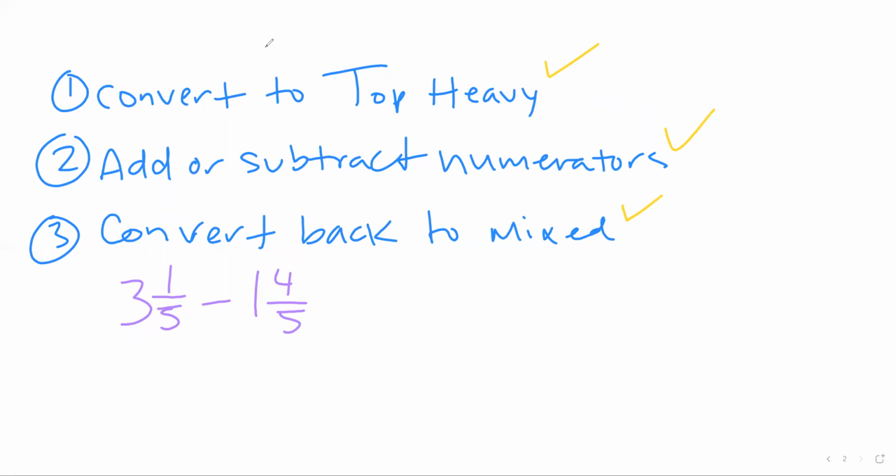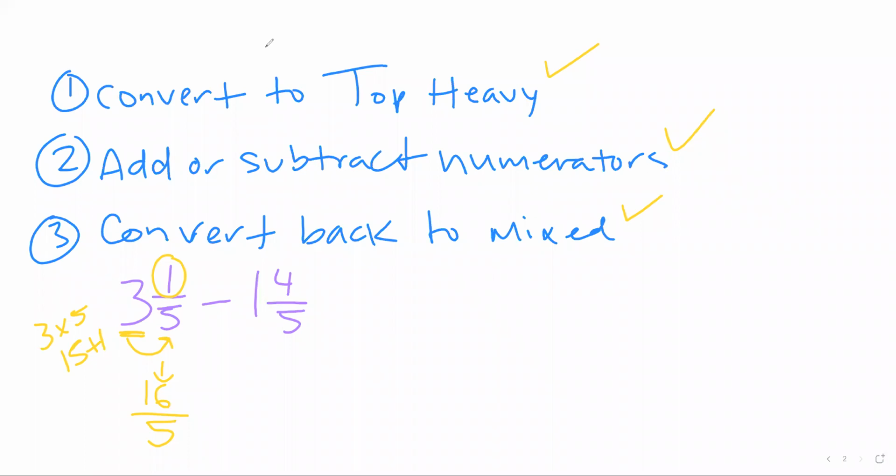Step 1 says to convert to top heavy fractions. That means here I have 3 wholes and each whole has 5 pieces. So that's 3 wholes times 5 pieces each, so that's 15 pieces, plus 1 more piece. That's going to get me 16 pieces out of 5, 16/5. So that's what I did there.